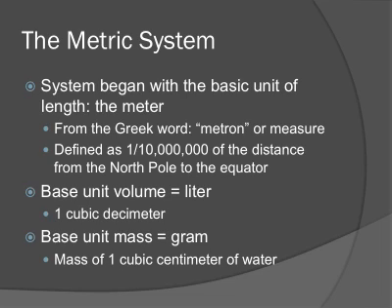Another base unit for the metric system is the liter, and this is defined as 1 cubic decimeter. And then the base unit for mass is the gram, and this is defined as 1 cubic centimeter of water. And if you notice, the meter was the first one defined, but how did we define the other two? If you actually look at the definition, what did they use?